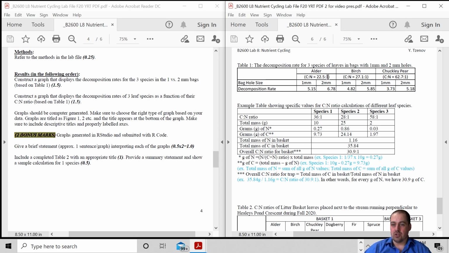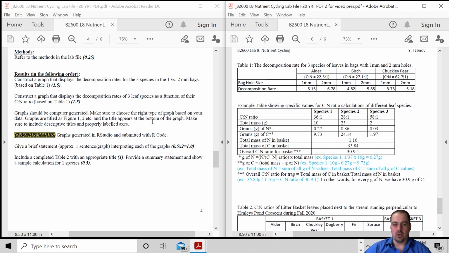So because the ratio is something to 1, all you have to do is pretend the 1 is not there. So if you're using 1 millimeter, go 5.15 divided by 22.5. That'll give you a value. And then this number divided by 27.1, and then this number divided by 62.7. So you're going to get 3 values for each of your species, and then you're going to plot that, and it's that simple. So again, think about what type of graph you should use.